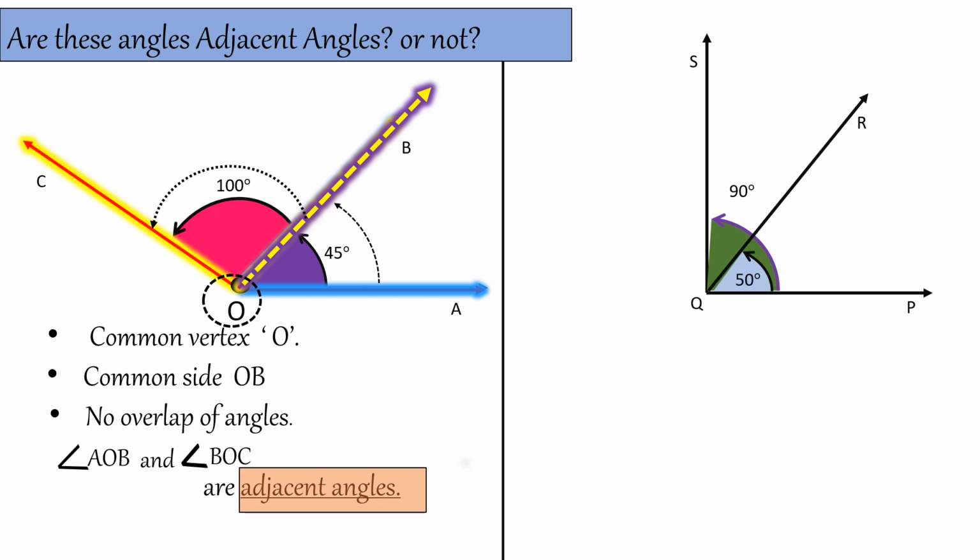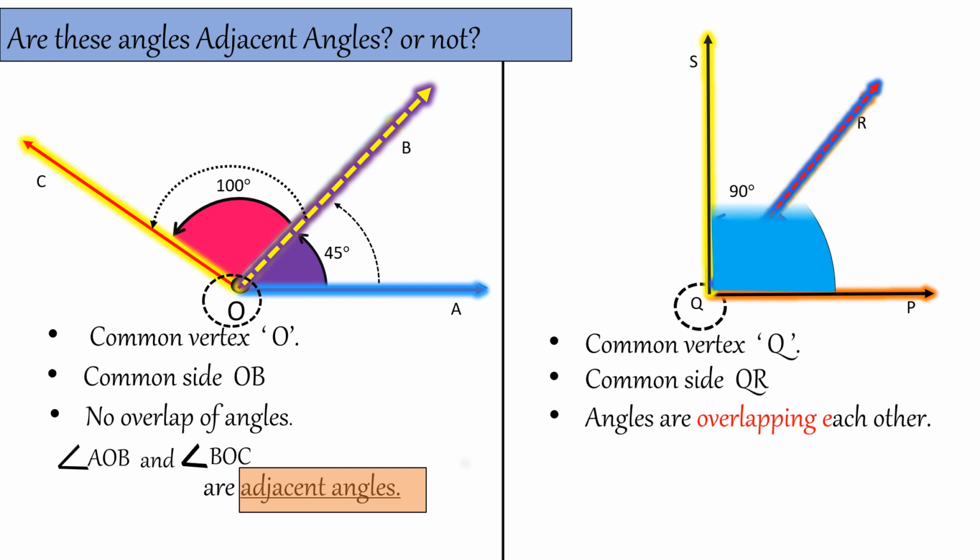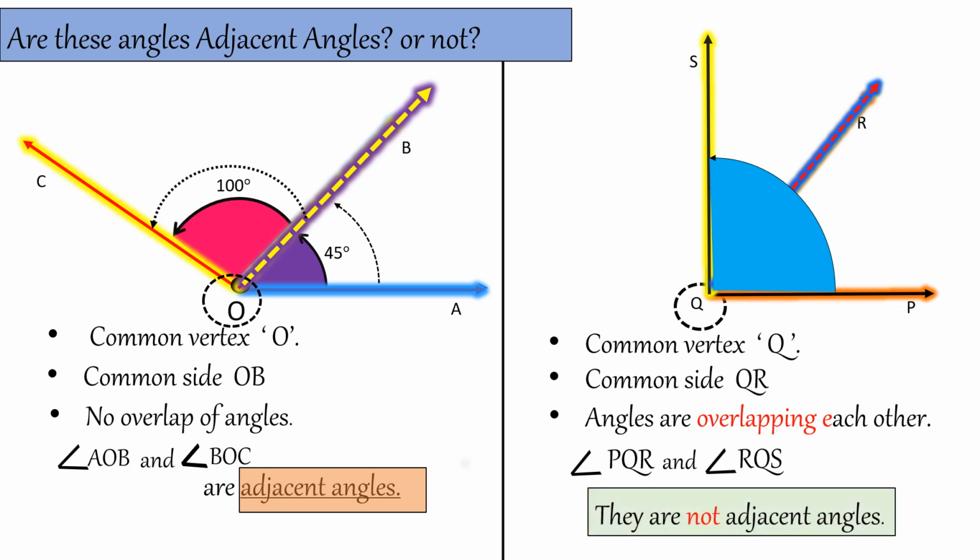Another example. Here, angle PQR and angle RQS are two angles. They have a common vertex, that is Q, and a common arm QR, but these angles are overlapping each other. Therefore, angle PQR and angle RQS are not adjacent angles.